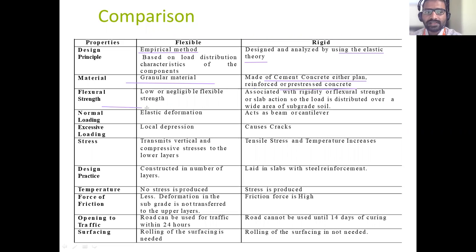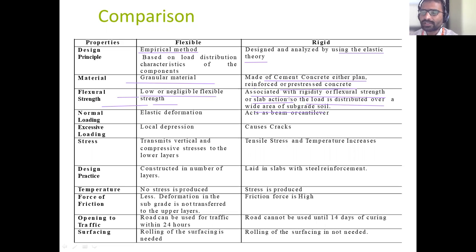Okay. Then strength, flexural strength. Flexural strength is low or negligible in case of flexible pavement. Flexible pavement में there is very low strength. In case of rigid pavement, it is associated with rigidity or flexural strength or slab action, so the load is distributed over a wider area of subgrade soil.